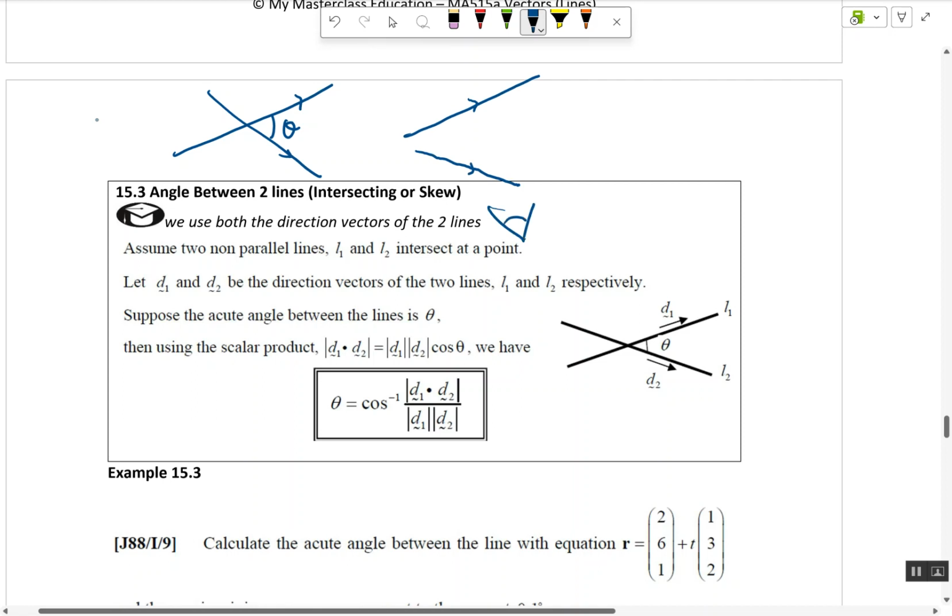But if you look at it from the top, looking at it this way, it does not meet. But when you look at it from the top, it will still be able to form an angle.